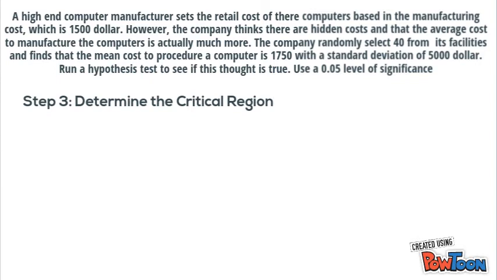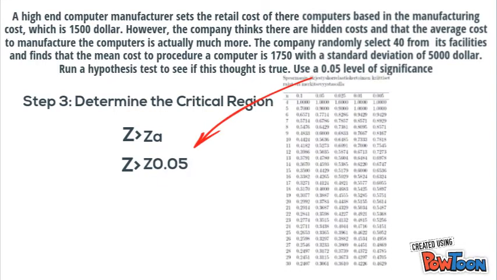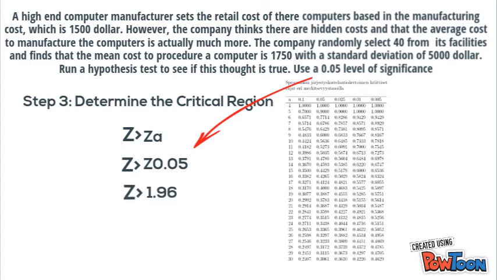Step 3. To determine the critical region. To get the z for the critical region, simply substitute the value of level of significance, then locate it on the right-tailed table. So z is greater than 1.96.